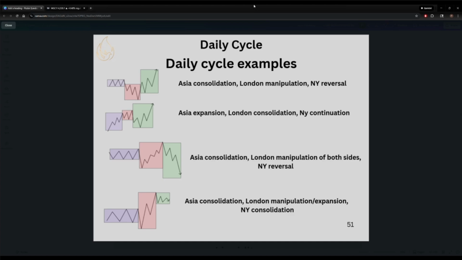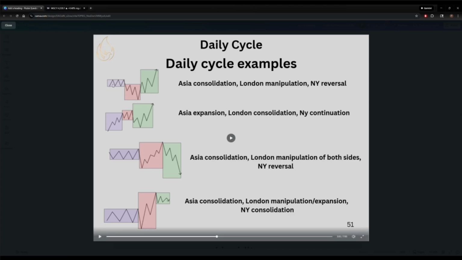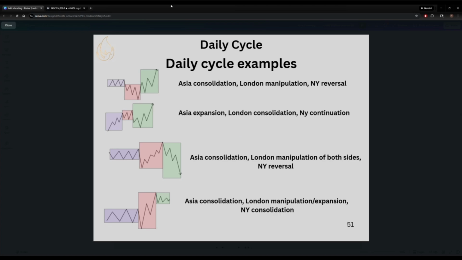the general idea is this, right? The first one, Asia consolidation, London manipulation, New York distribution. That's the general idea, but there are different variations of that. Consolidation, accumulation, distribution, there are different variations. I'm just showing you the different versions, right?